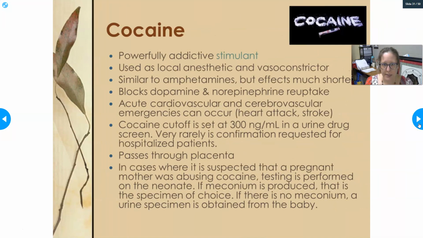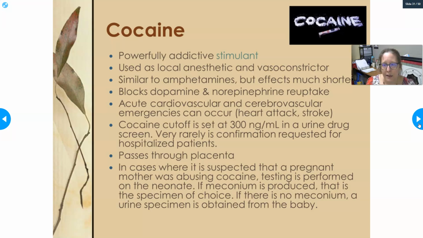Next is cocaine. So it is a powerfully addictive stimulant. It is used as a local anesthetic and as a vasoconstrictor. It is similar to amphetamine in its effects, but the effects last a much shorter amount of time. It blocks dopamine and norepinephrine reuptake, so there's some similarities there. That would cause it to increase dopamine and norepinephrine. So that's how it's similar to amphetamines.